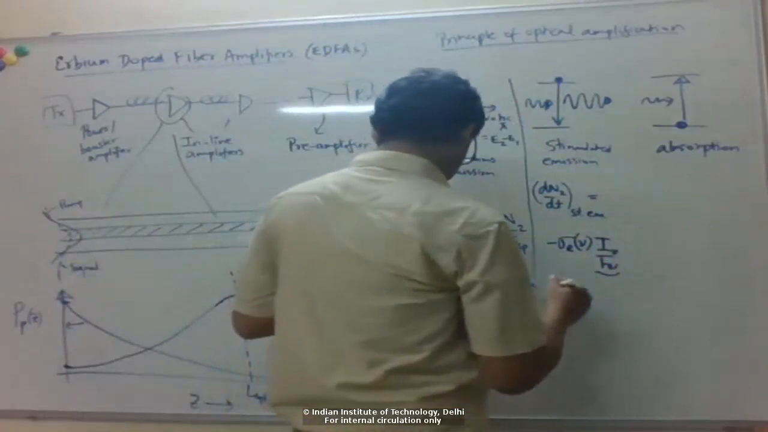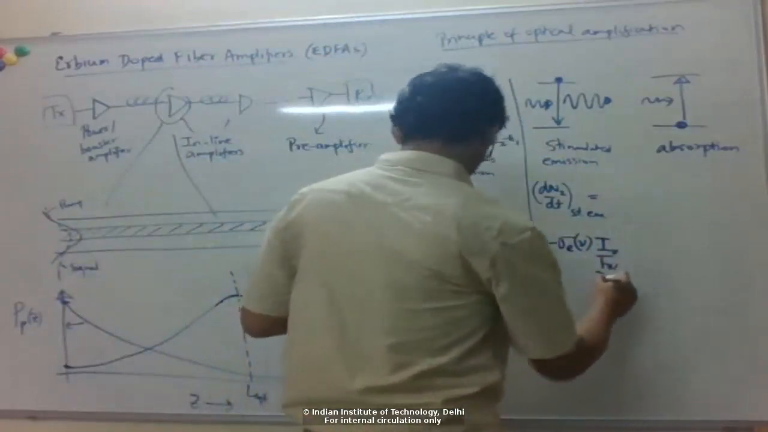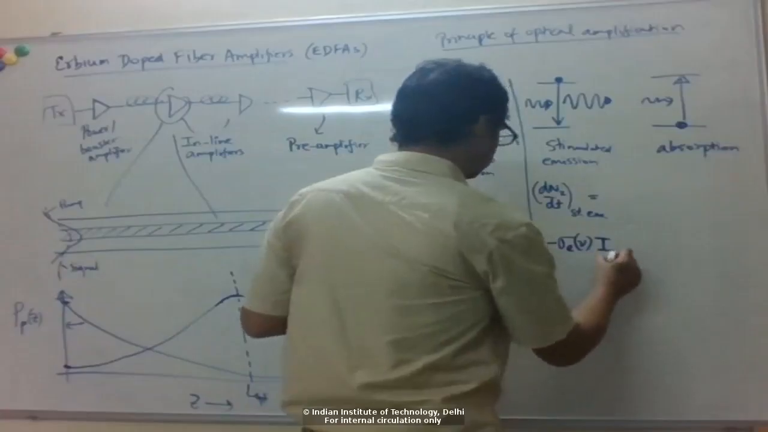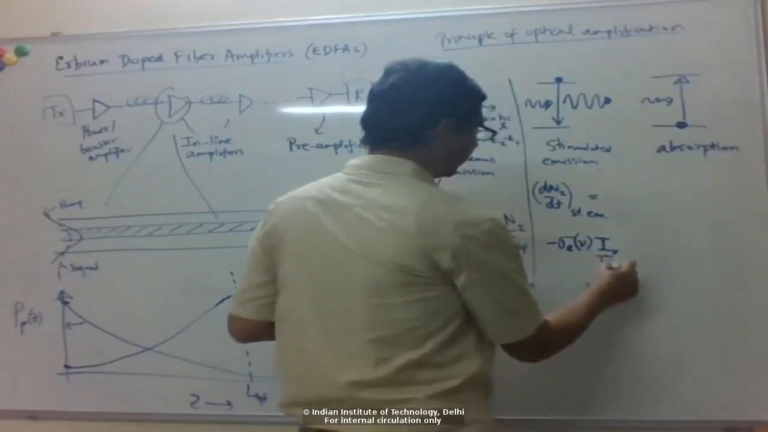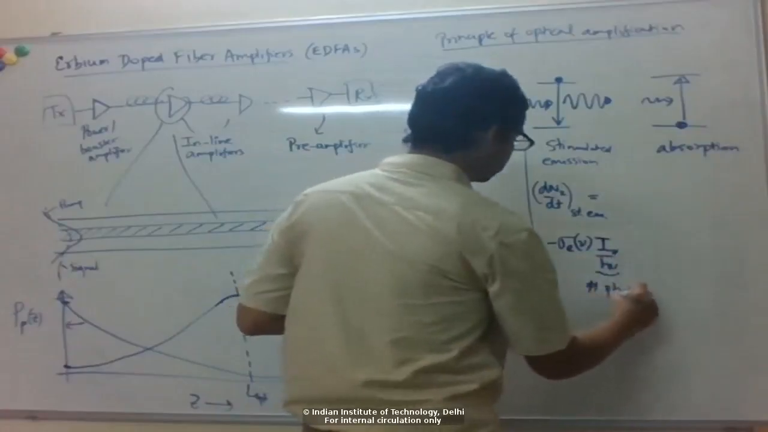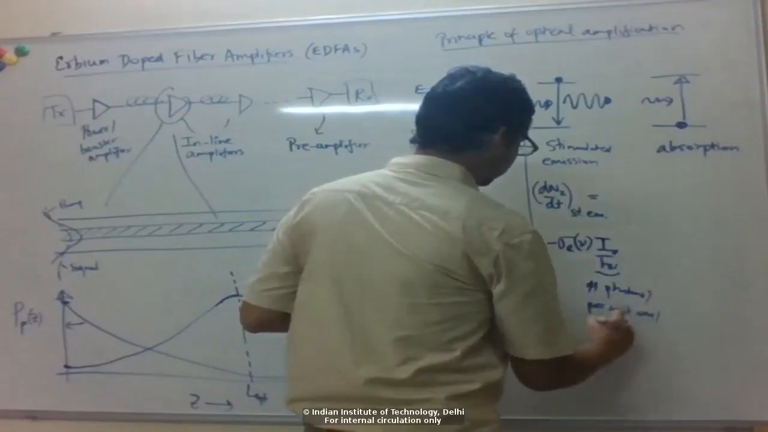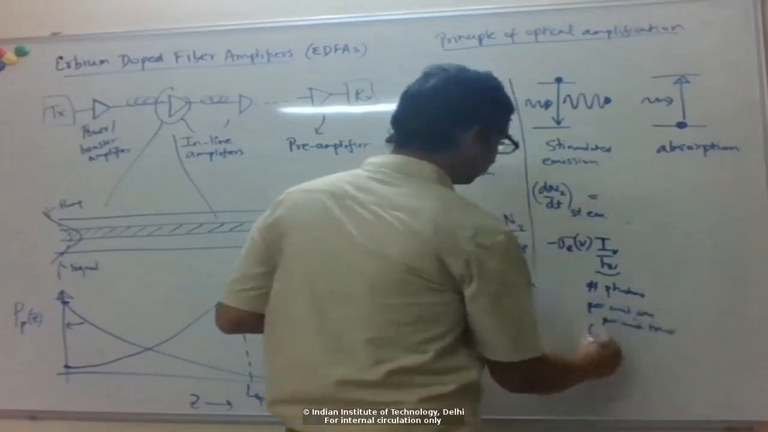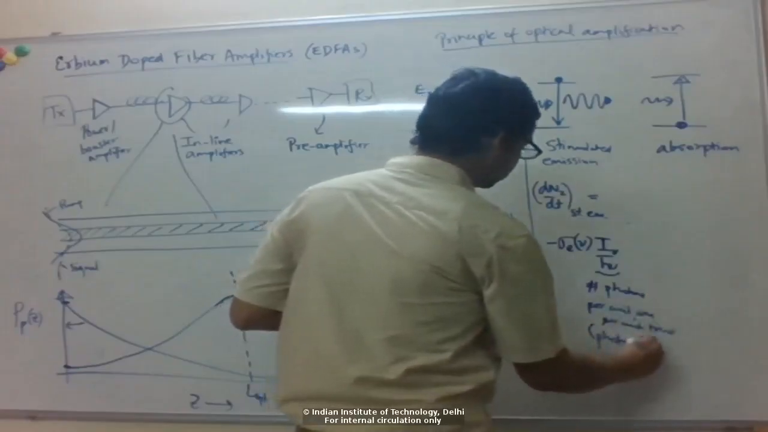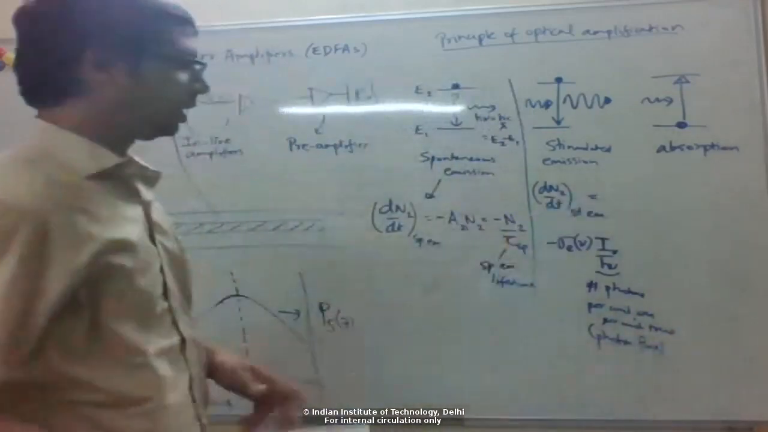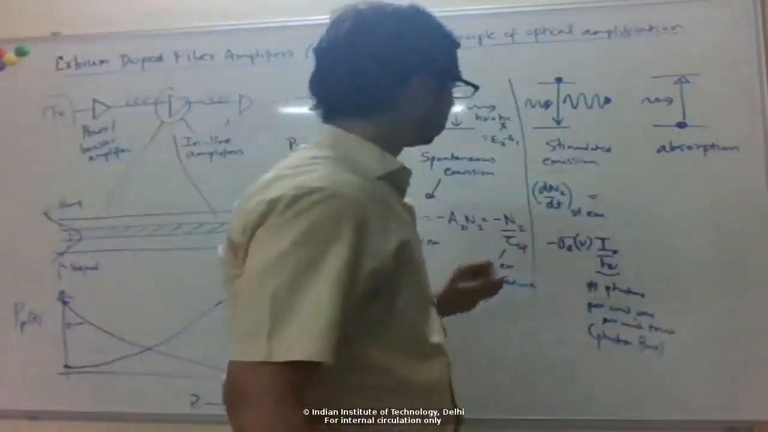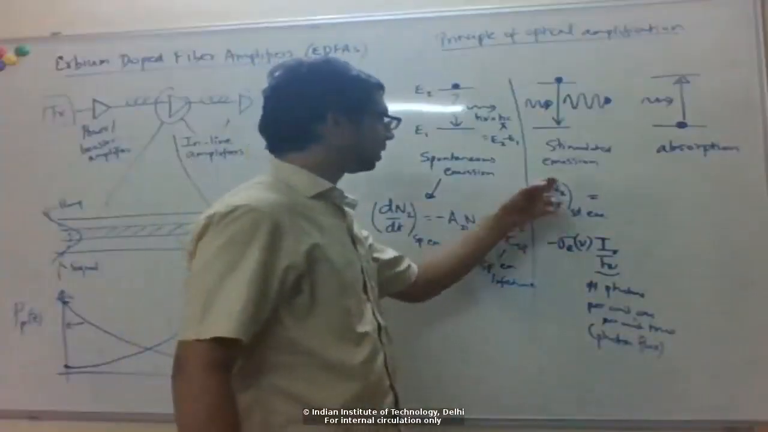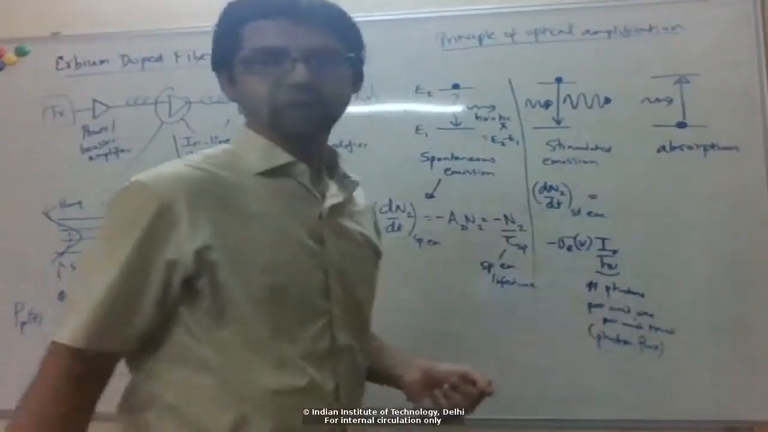So I by h nu: this is intensity divided by photon energy. So this is the number of photons per unit area per unit time. This is the photon flux which is traveling through the medium. So the number of transitions it will cause per unit time depends on the number of photons crossing per unit time.